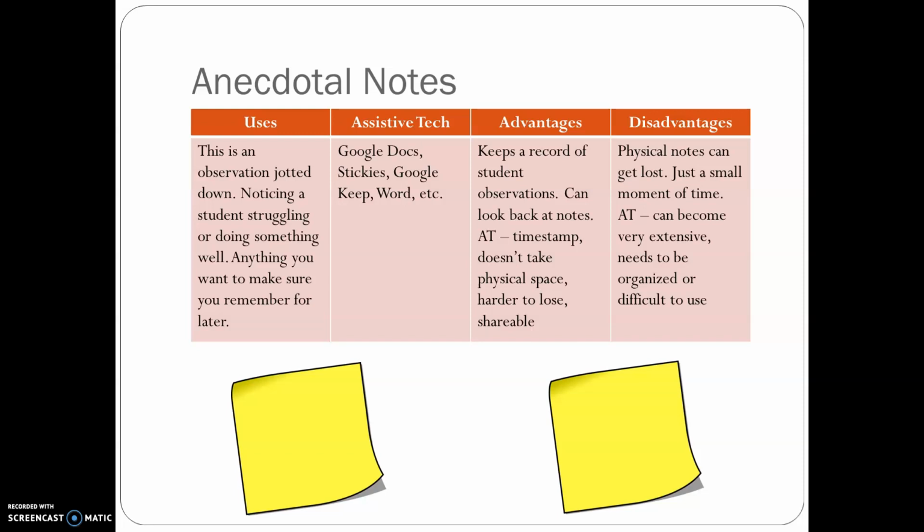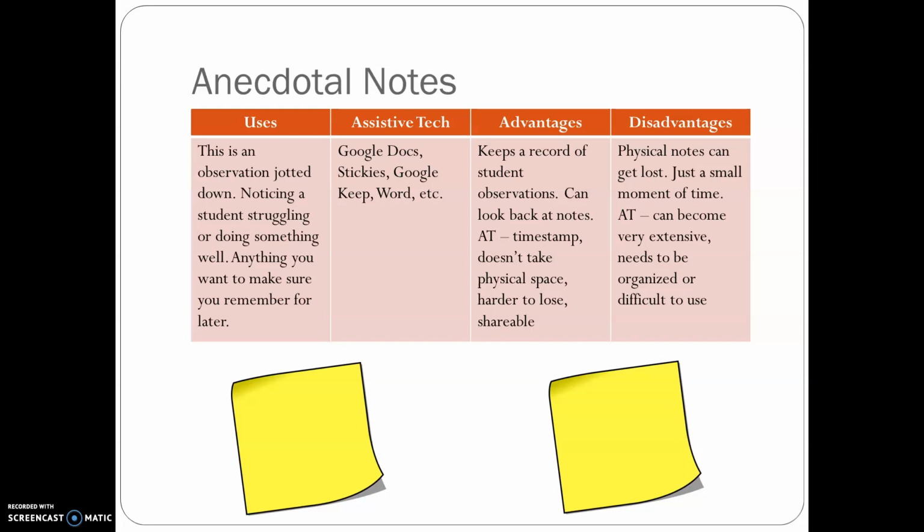The first informal assessment is anecdotal notes. So these are used within the class, just quick observation to be jotted down. If you're noticing a student struggling or maybe doing something well that you want to remember, you can jot this down in a quick anecdotal note. Anything you want to remember for later is a good idea to use as an anecdotal note.